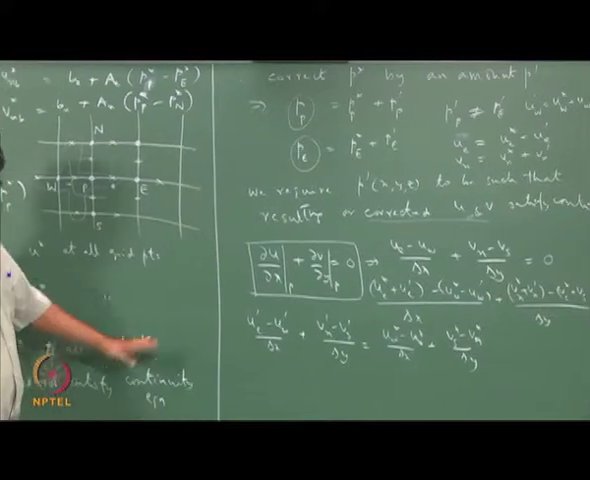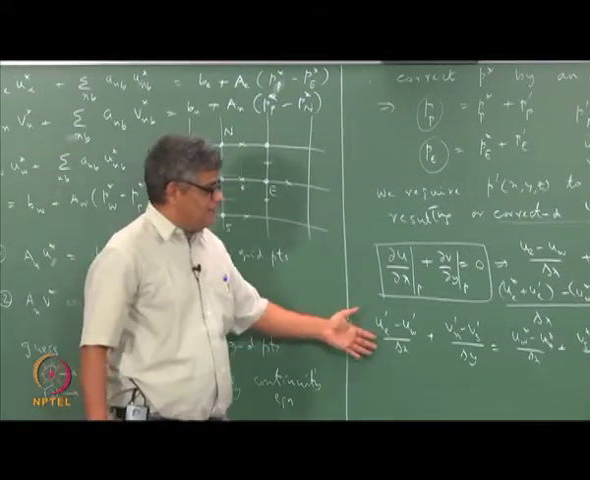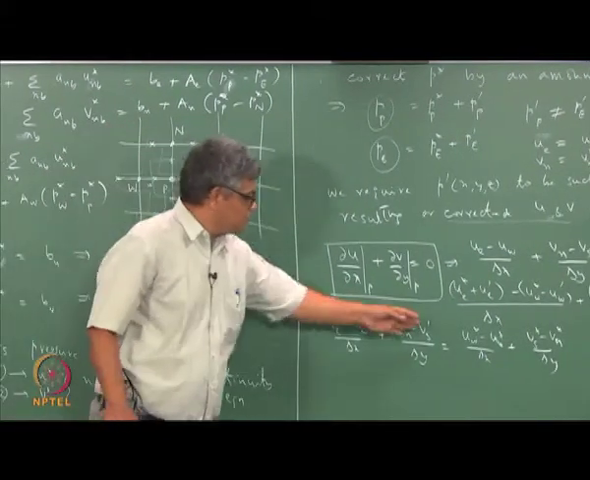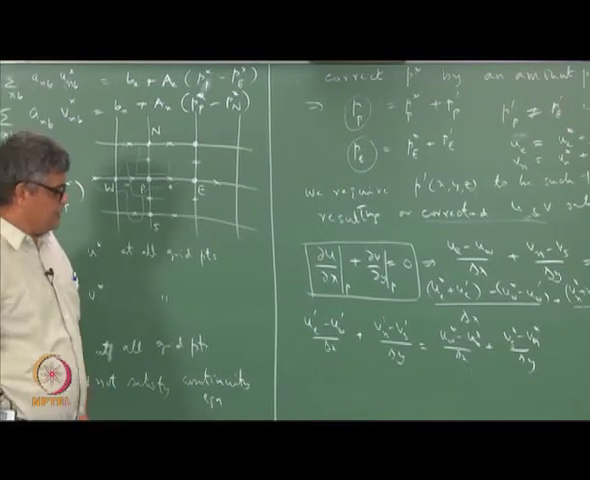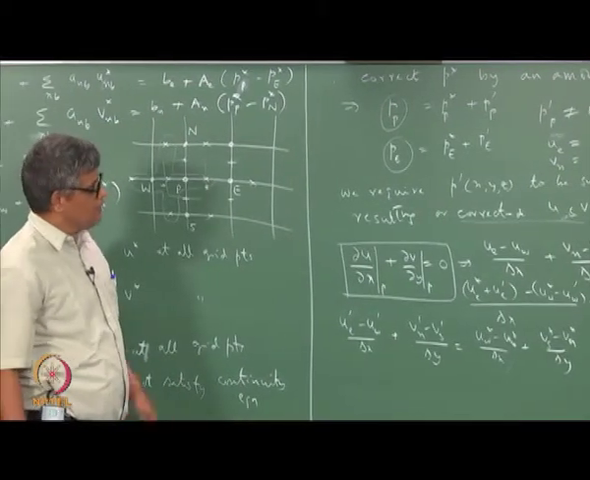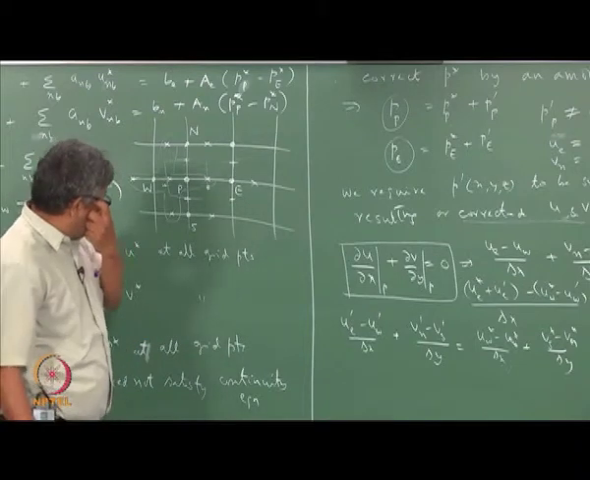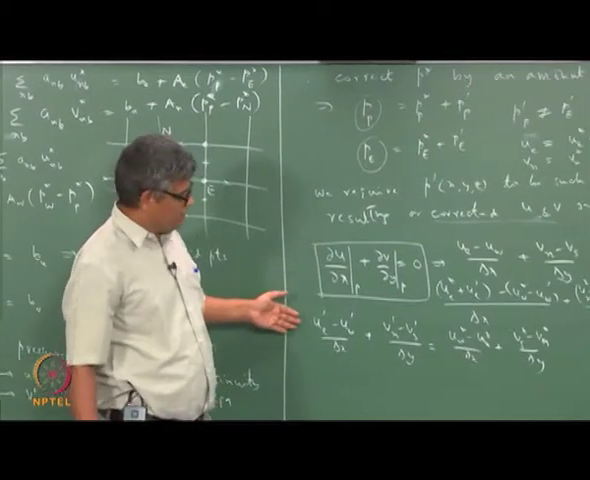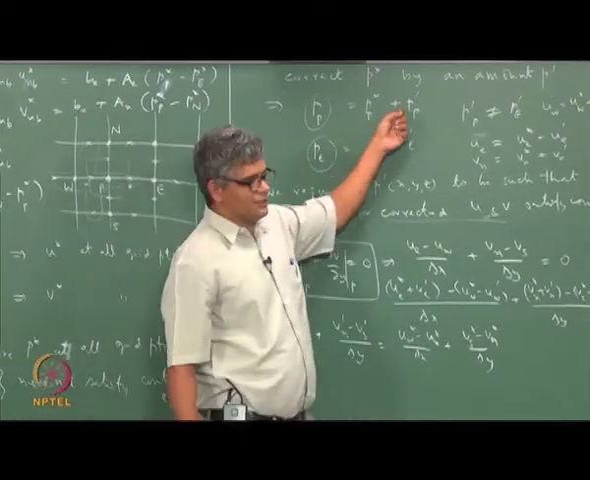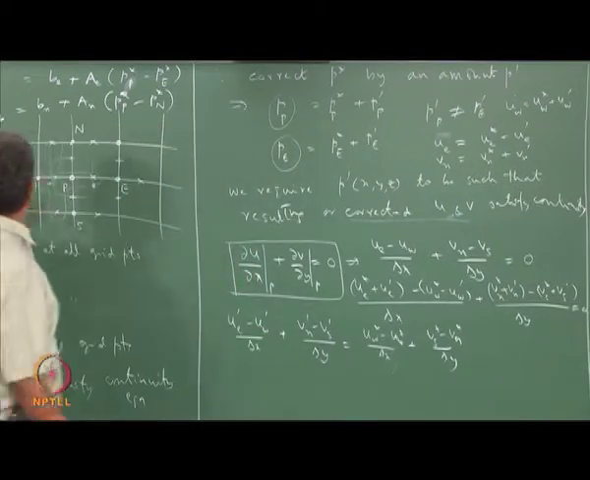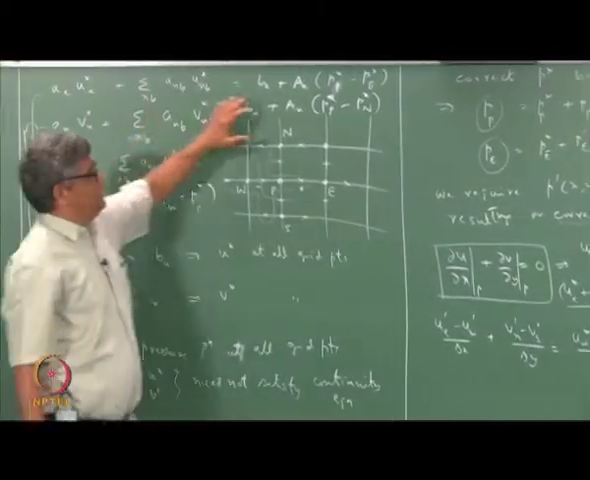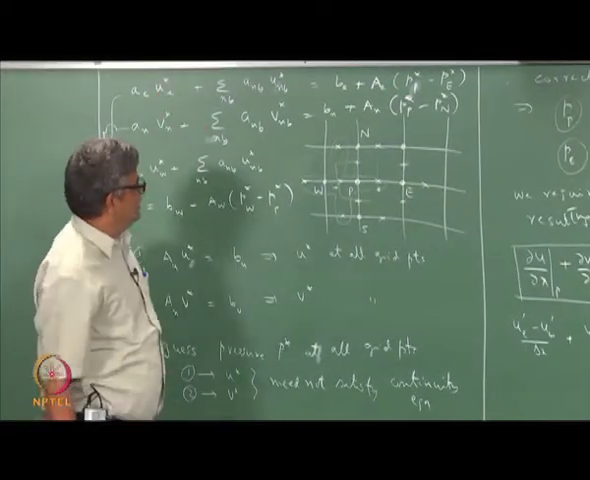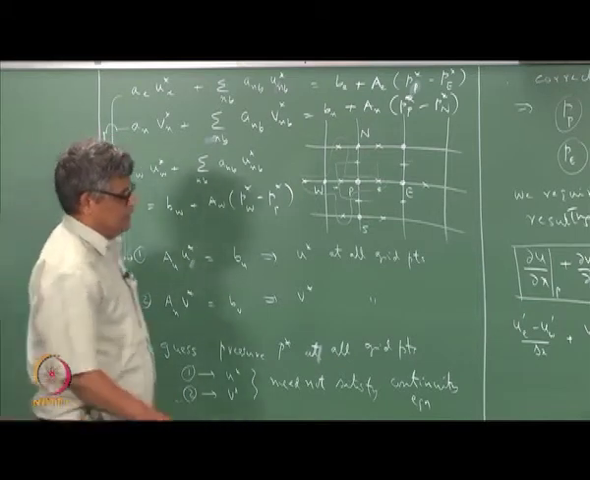So here we have got a different form of the continuity equation, which is still not useful for us because this won't help us solve for v prime and u prime. So what we do is we try to write these velocity corrections in terms of the pressure corrections, because we know from the momentum equations that whenever we change the pressure, the velocity also changes.